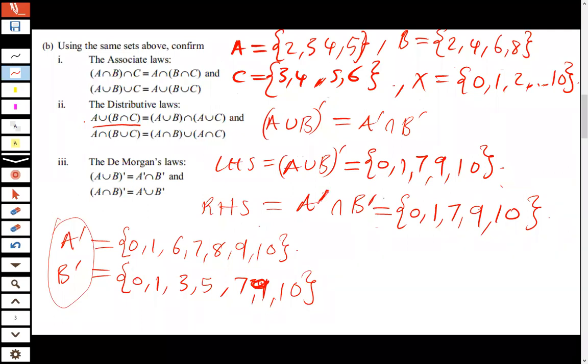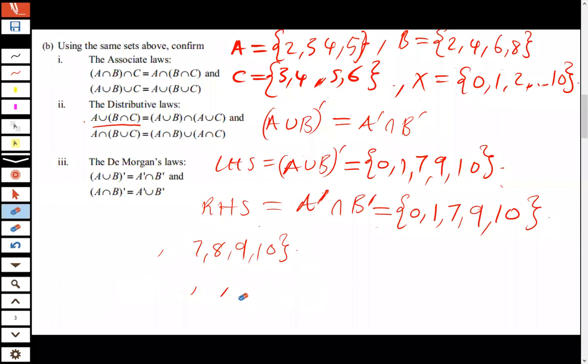Now you have to compare the two solutions. If they are different, it means that you've done it the wrong way and gone wrong somewhere. So let us check if these two solutions are the same. We have 0 and 0, 1 and 1, 7 and 7, 9 and 9, 10 and 10.